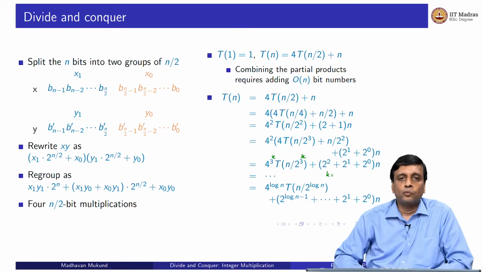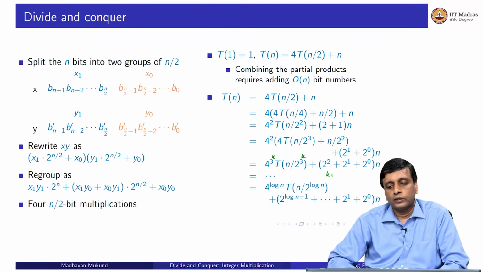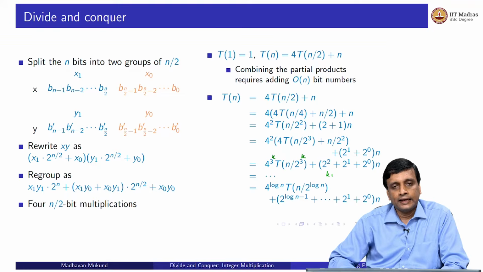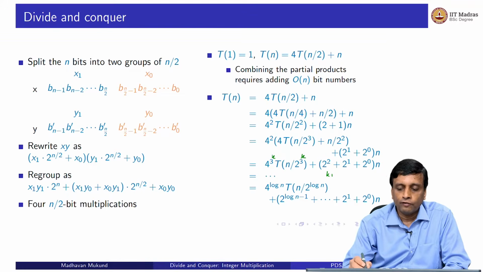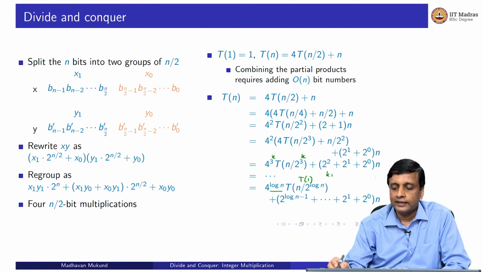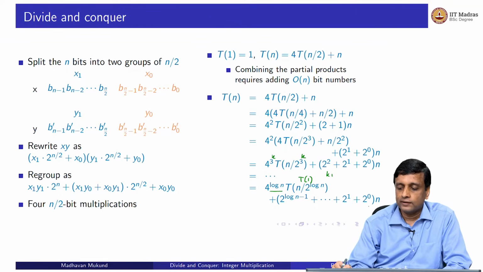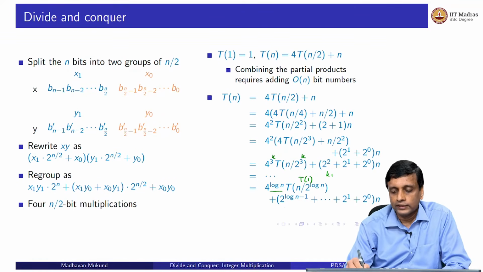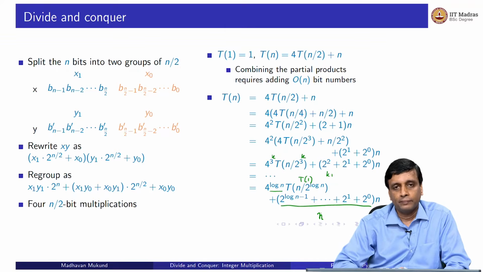As we know, we want to go until we hit 2 to the k equal to n, which is basically k is log of n. So, at log of n I have 4 to the power log n times T n by 2 to the power log n, which is just T of 1. And then here I have this telescoping sum 2 to the power 0 plus 2 to the power 1 plus 2 squared up to 2 to the power log n minus 1. And this whole thing is actually going to be approximately n, because it is approximately 2 to the power log n minus 1.